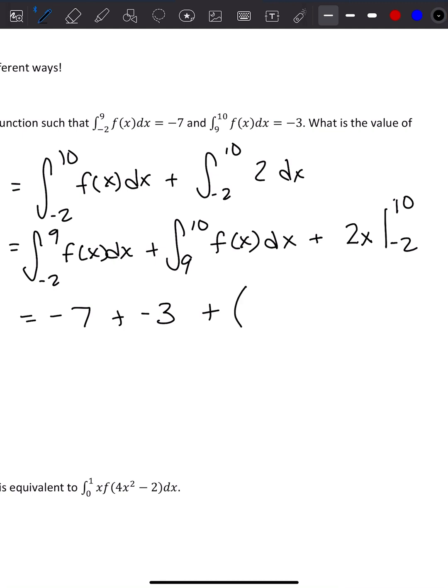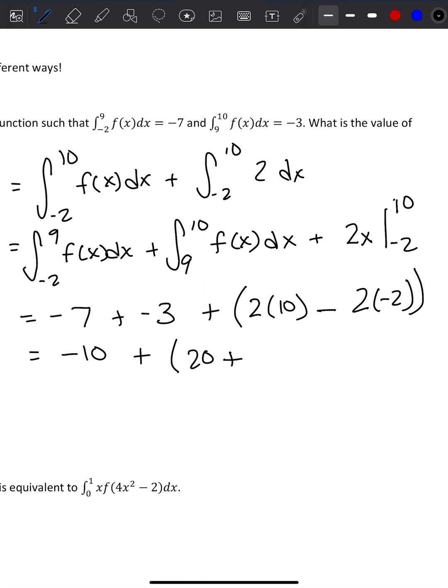And then I'm going to go ahead and plug in my values. So I have 2 times 10, and I'm subtracting 2 times negative 2. So if I combine these, we get negative 10 plus 20 minus, and then 2 times negative 2 is a negative, so we have plus 4. So we have negative 10 plus 20 plus 4. Negative 10 plus 20 is going to be a positive 10, so our final answer is going to be 14.